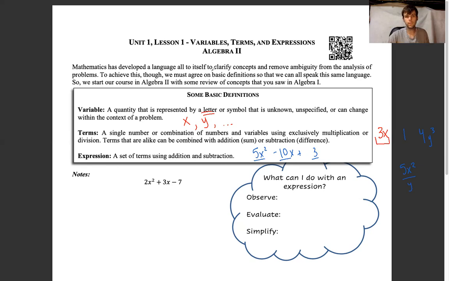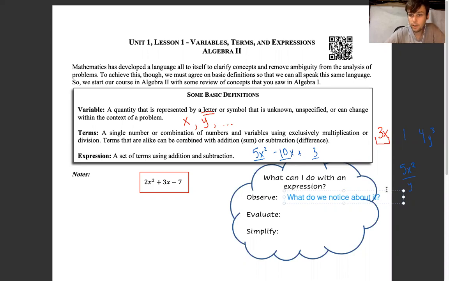All right, let's go ahead and talk about expressions using this expression right down here. We have 2x to the second power plus 3x minus 7. So what can we do with this? Well, one thing we can do is observe it, right? What do we notice about it?